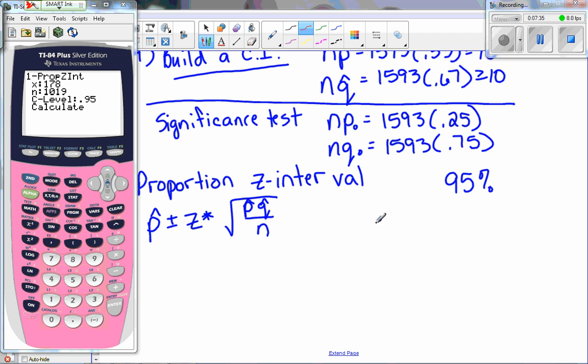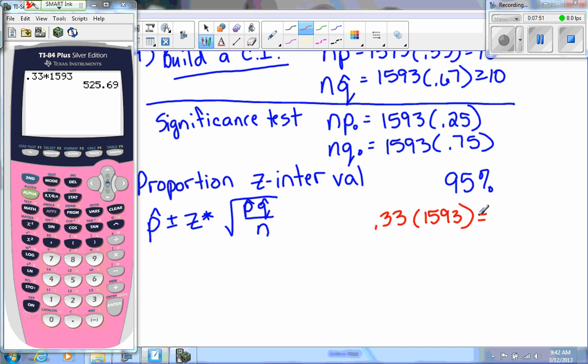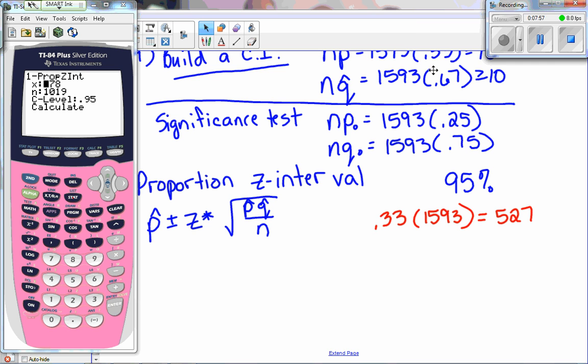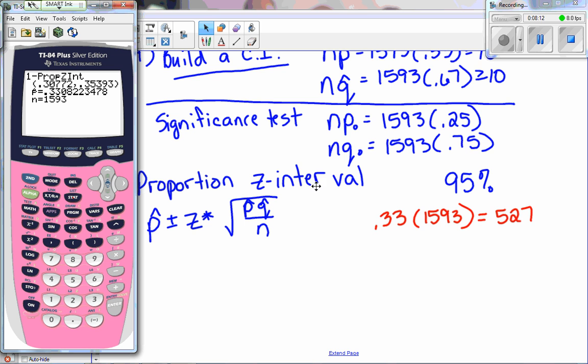We do know that our p hat value was 0.33. So let's take 0.33 times 1,593. So if we do that, okay, I got about 527. So I'm going to use that for the x value. So now I can put these values in. So 527, and n is 1,593, and I'm going to do a 95% confidence level. And so here is the confidence interval I get.